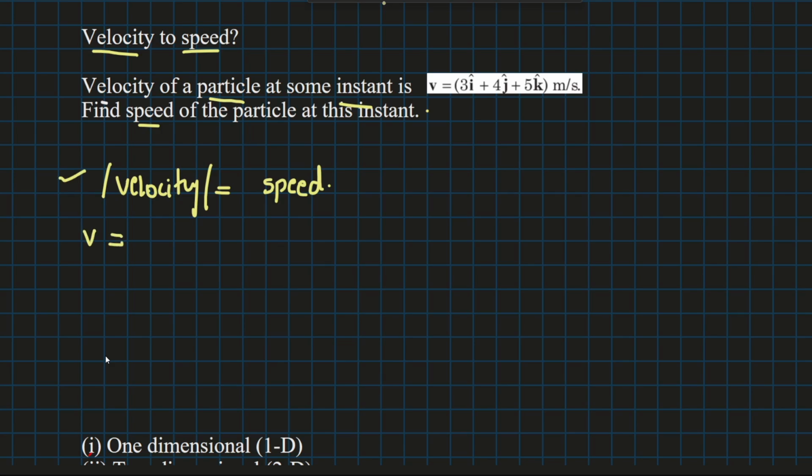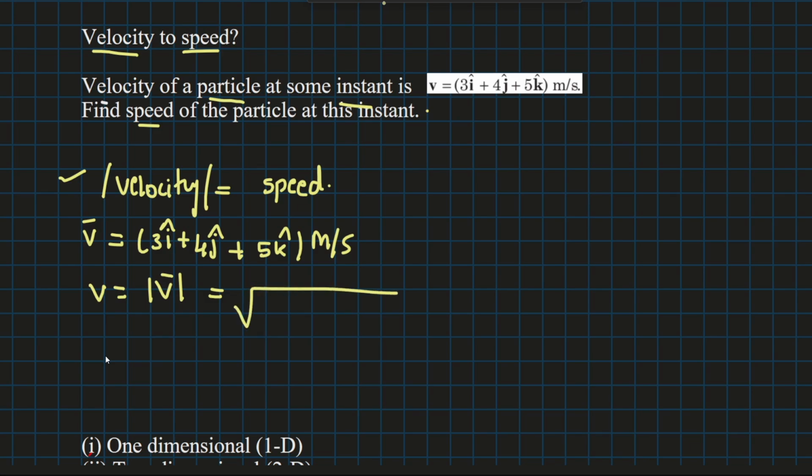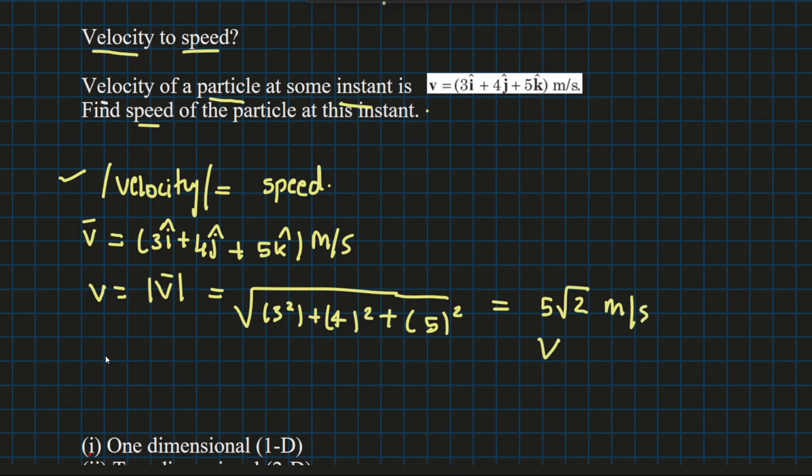So if v is equal to 3 i cap plus 4 j cap plus 5 k cap meters per second, then if we need to find speed, which is equal to the magnitude of velocity, which is to find the magnitude of a vector, we take the squares. You can relate to the video on vectors where I had explained in depth. And if we simplify this, we get 5 root 2 meters per second, which is the value of speed.